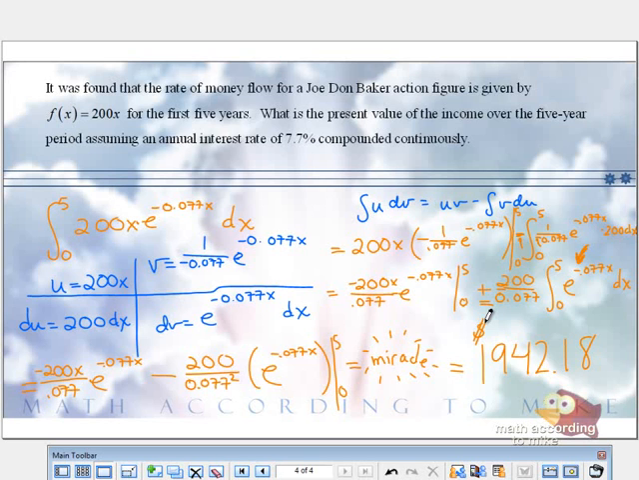The main thing is, do you understand the setup? The function times e to the negative rx. If the function was just 200 and not 200x, we wouldn't have to do integration by parts. We could have brought out the 200, did the 1 over k deal, called it a day. Since there was an x involved, we had to do integration by parts. So this could be an easier problem.